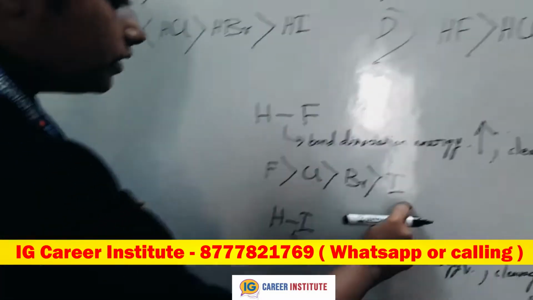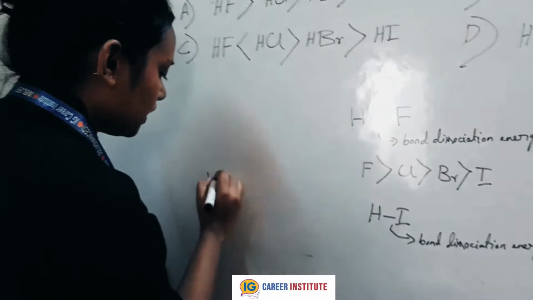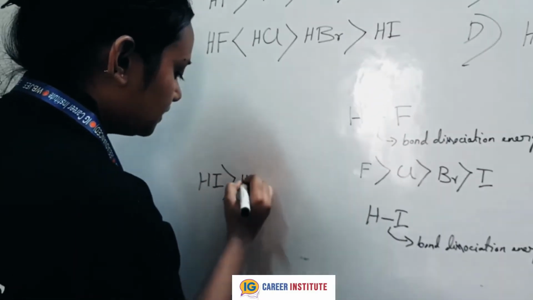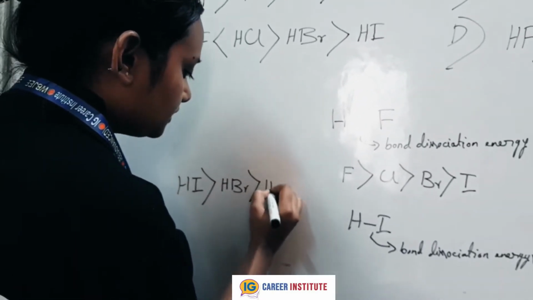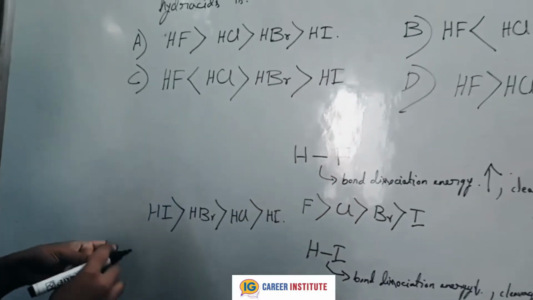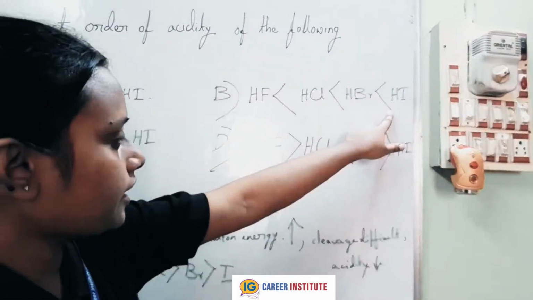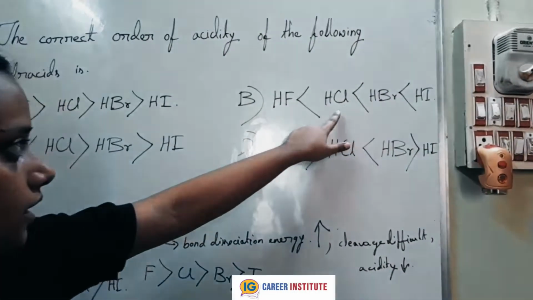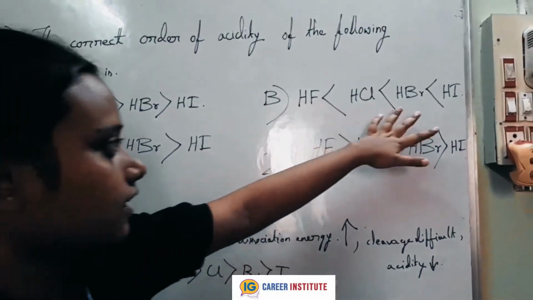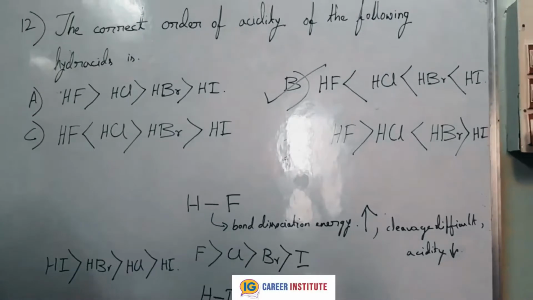And so following this trend, finally, which will be the proper order? Hydrogen iodide will exhibit higher acidity, next HBr, next HCl, and finally HF. So which matches this option? That is this one. Hydrogen iodide has maximum acidity, then hydrogen bromide, then HCl, then HF. So this is in decreasing order of acidity. So basically this will be the correct option, option B.